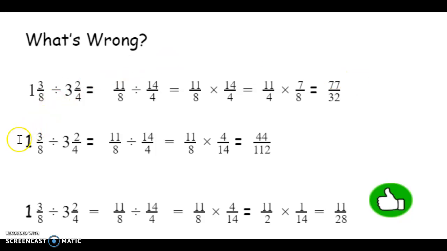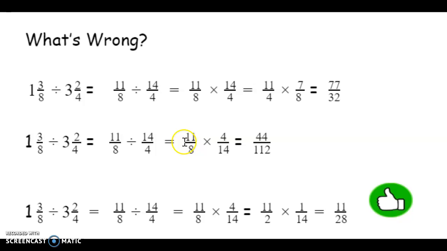So now here they go again. Here's the second one that they tried. 1 3/8 divided by 3 2/4. Again, they changed the first mixed numeral into 11/8, which is correct. They put the division symbol over, which is correct. They took 3 2/4 and changed it into 14/4. That looks good. Yay.